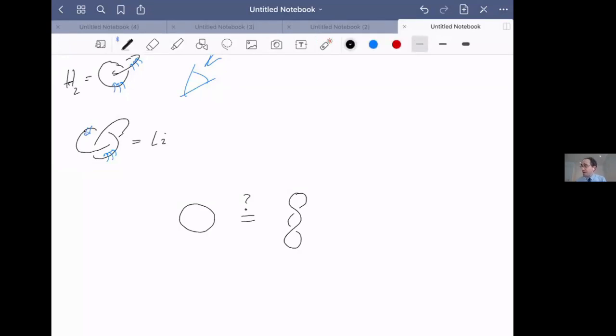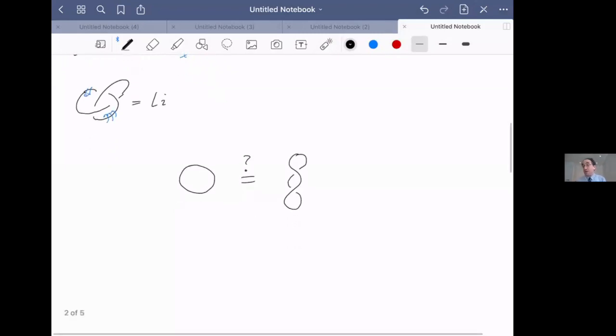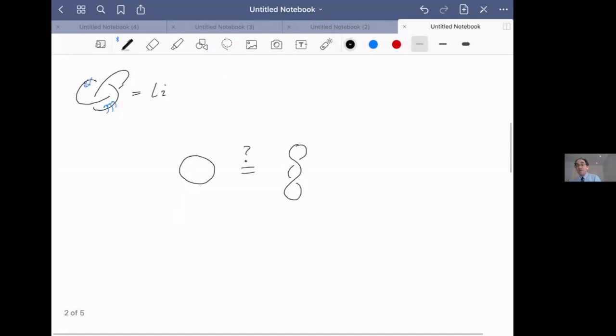So that's, I'll leave that as a challenge to you. If you don't know how to do it, you can try to figure it out. Anyway, when the knots get more complicated, it gets even more difficult to tell if two knots can be deformed into each other or not.